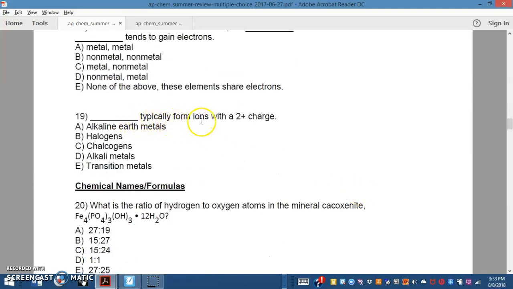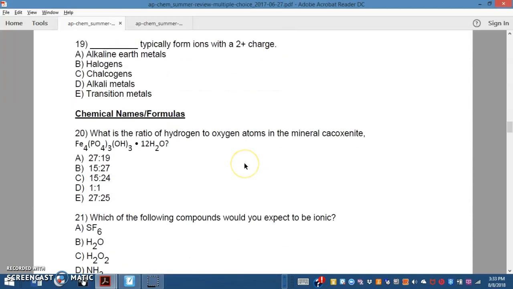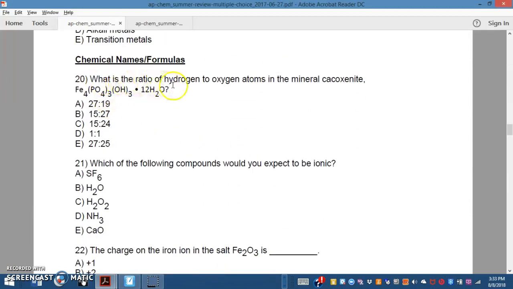19, typically forms ions with a 2+ charge. That would be the alkaline earth metals, like calcium and so forth. Chemical names and formulas. What is the ratio of hydrogen to oxygen in the mineral? So the oxygen to hydrogen. So you have 3. How much oxygen do you have? You have 12 here, 3 here. So 12 and 3 is 15, plus 12 there, so you have 27. And the hydrogen instead is 3 and 24, so 27.